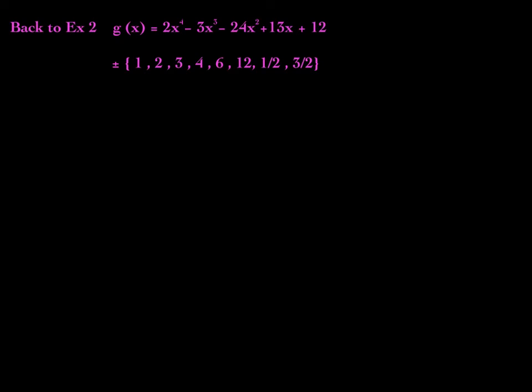Now let's go back to example number 2. Example number 2, we were looking at this function here. We used the rational zeros theorem, P over Q, to get this list of possible rational zeros. All right, let's start going through this list, and let's see if you and I can stumble upon a zero using synthetic division. All right, let's start with the number 1. Using synthetic division, I'm checking the number 1. My coefficients are 2, -3, -24, 13, and 12.